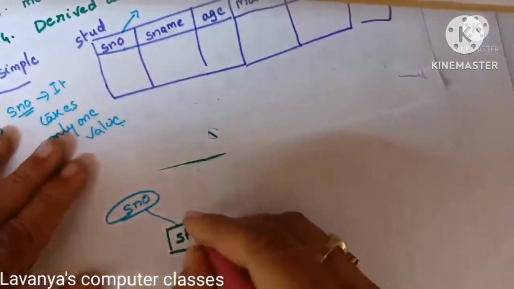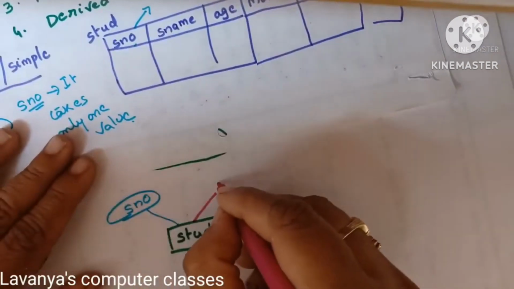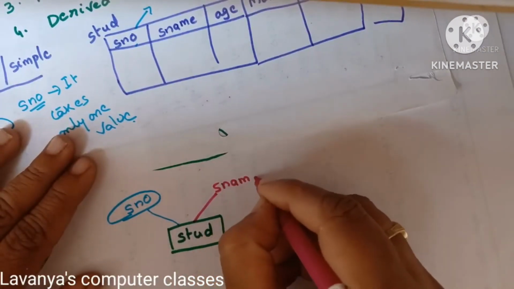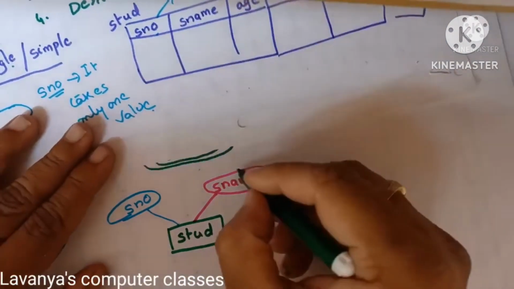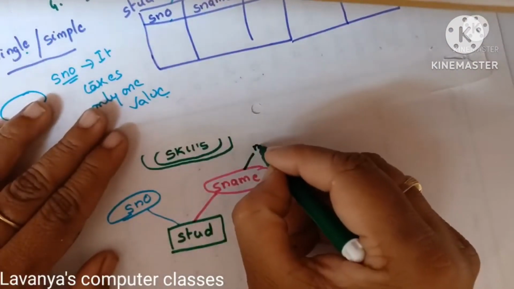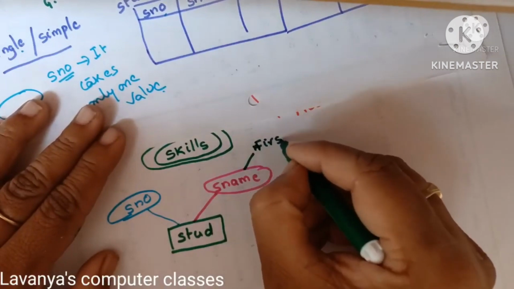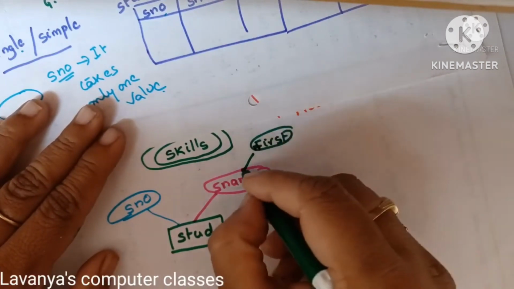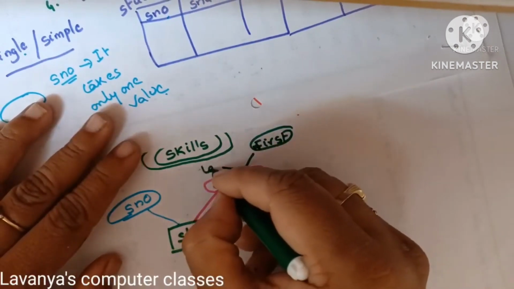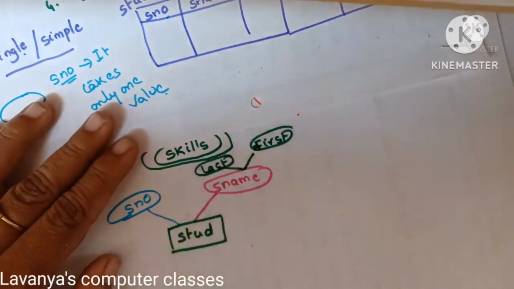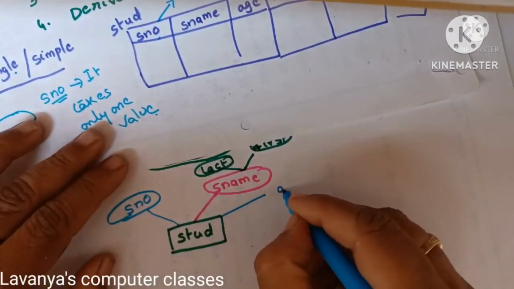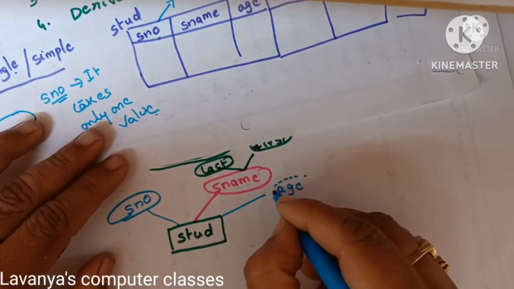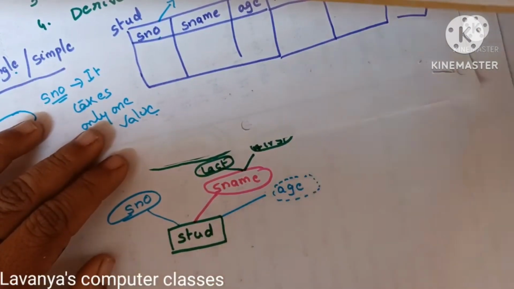Next one is S name. S name is a composite attribute because it takes more values. Composite attribute means first it is an attribute, and then the parts of that S name: first name, middle name, last name. Everything is kept above that S name. So this is a composite attribute. Next, age. Age is a derived attribute. The derived attribute symbol is a dotted ellipse.